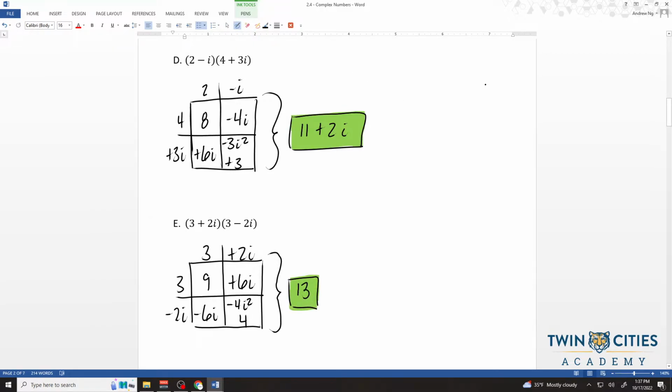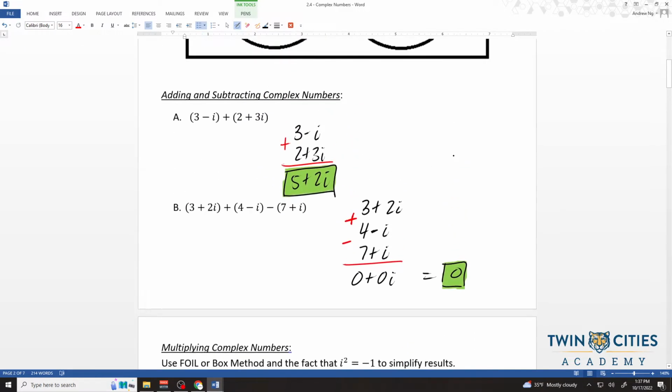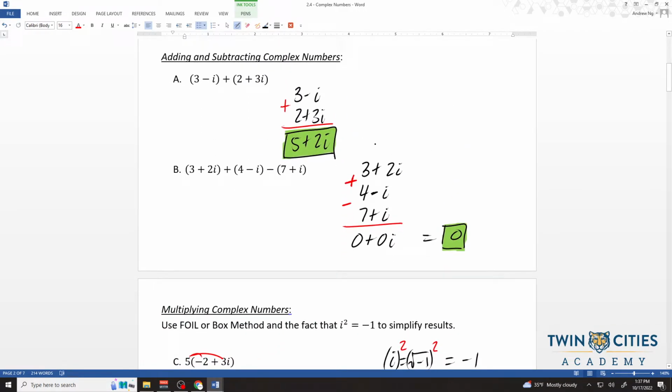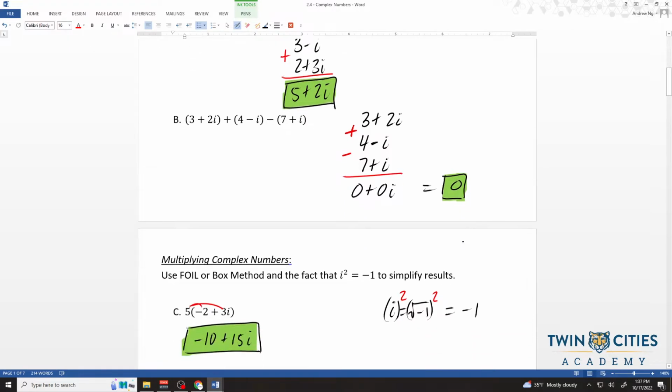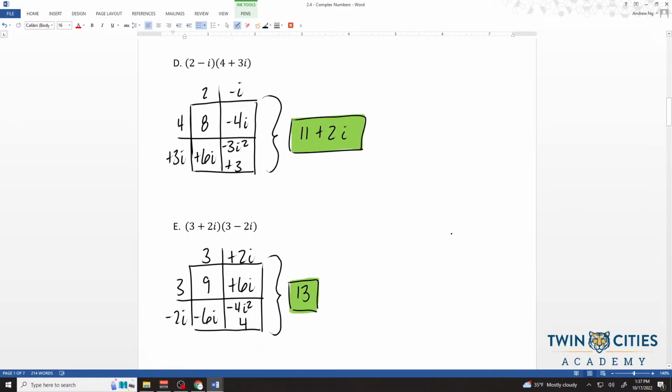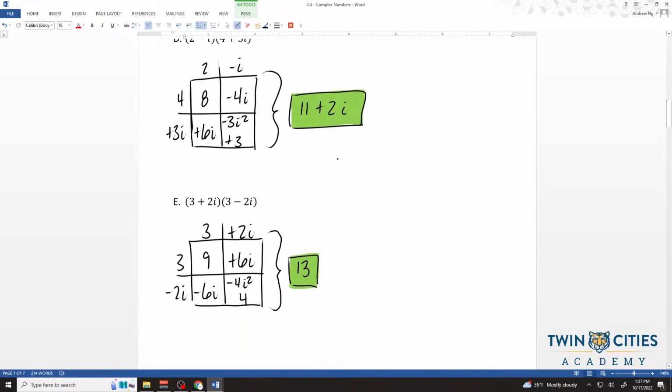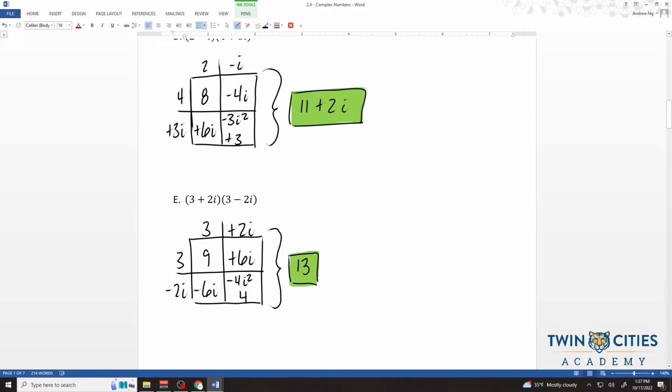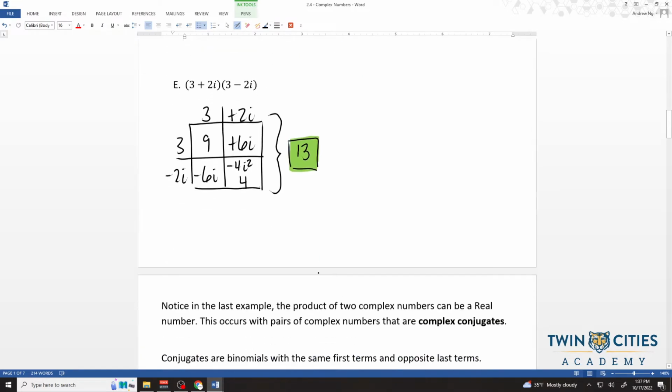Okay, so what happened here? I added and subtracted some complex numbers, and I saw that I could get a complex number back, or I could get a real number back, which is just 0. I also multiplied some complex numbers, and I saw that the result could be a complex number again, or it could be this real number, in this case for E, 13.